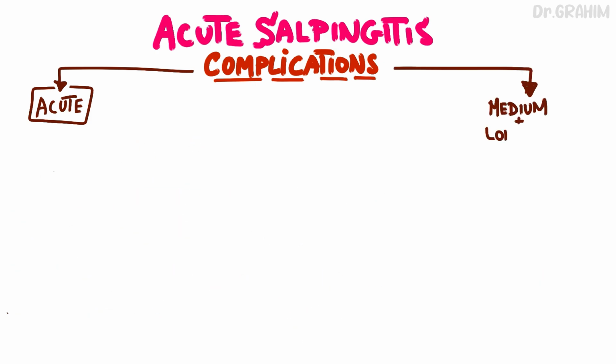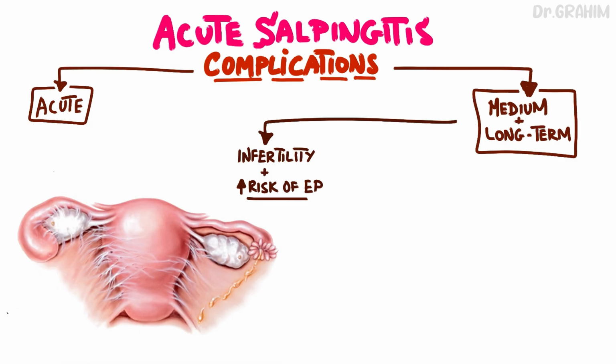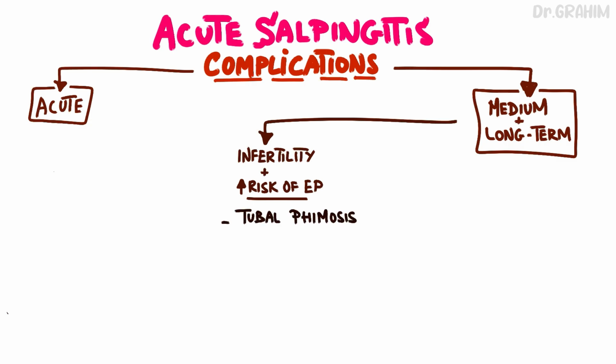Medium and long-term complications severely affect fertility and the quality of life of patients. First, infertility and high risk of ectopic pregnancy. One of the major complications of salpingitis is infertility, often due to adhesions formed around the fallopian tubes or between the tubes and ovaries. This results from residual inflammation, which causes lesions of the tubal mucosa. These lesions can lead to tubal phimosis, meaning a narrowing or partial obstruction of the tubal opening.